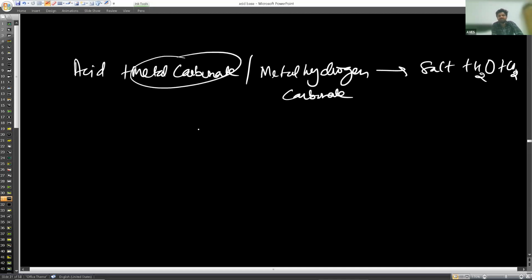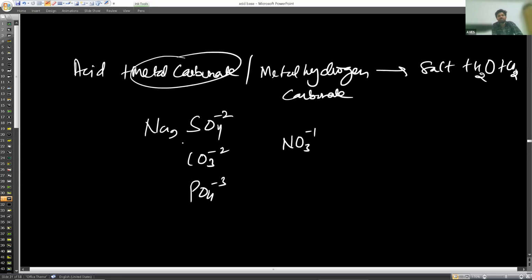In chemistry, we have separate groups. SO4 is the sulfate group. The carbonate group is CO3 minus 2. We have the phosphate group PO4 minus 3, and the nitrate group NO3 minus 1. If any one of these groups is attached to a metal, for example Na2SO4, Na has valency 1 and the sulfate ion has valency 2. You cross multiply and you get Na2SO4. Got it?